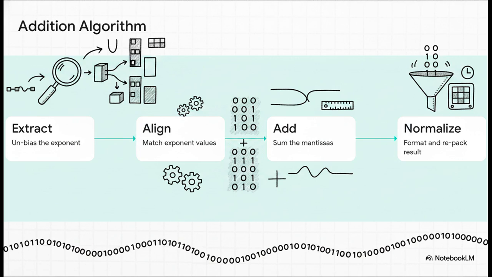Step 1, extract your numbers from the floating point format into scientific notation and unbias that exponent. Step 2, align the exponents so they match. Step 3, add the mantissas together using standard binary addition. And Step 4, normalize your final result and repack it into the required format. Trust me on this, if you follow these 4 steps in order, you simply cannot fail the question.